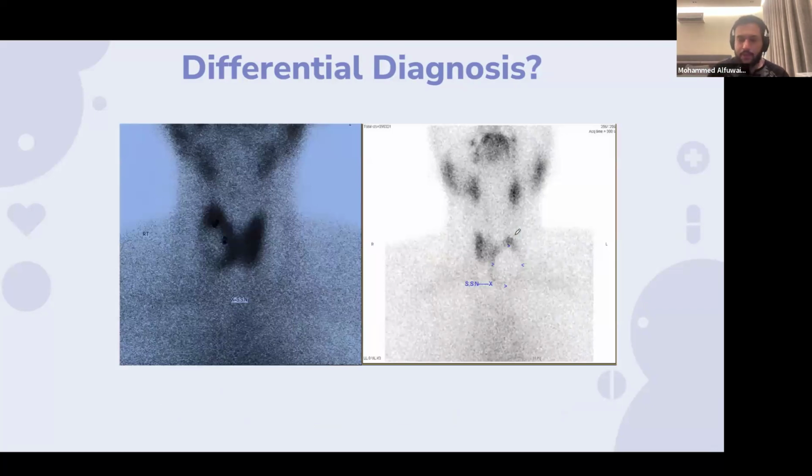How about this patient? They've been telling you that they are asymptomatic and have a slowly enlarging mass in the neck. You do scintigraphy and you see this. What's seen on the image first? Describe the image. Cold nodule. It's hypofunctioning. Okay.